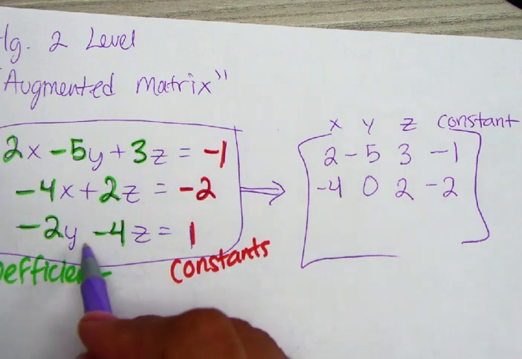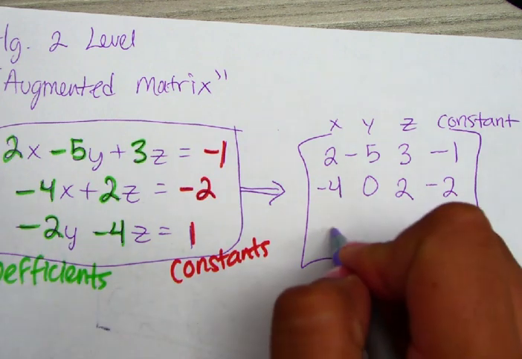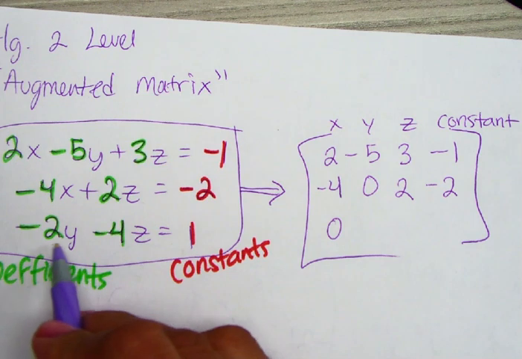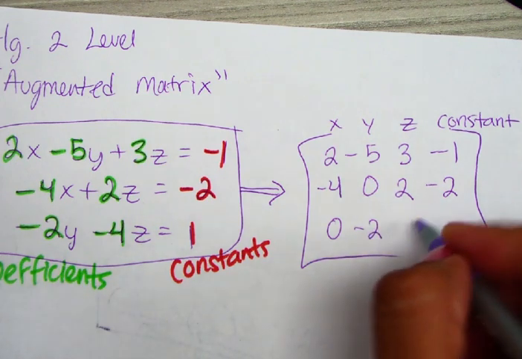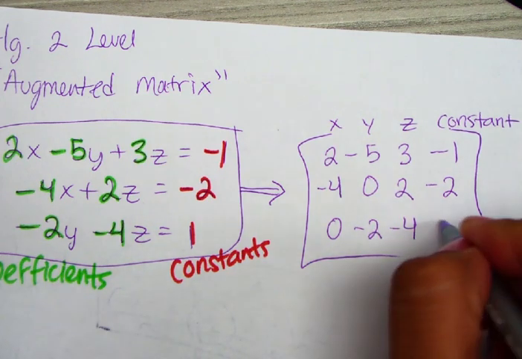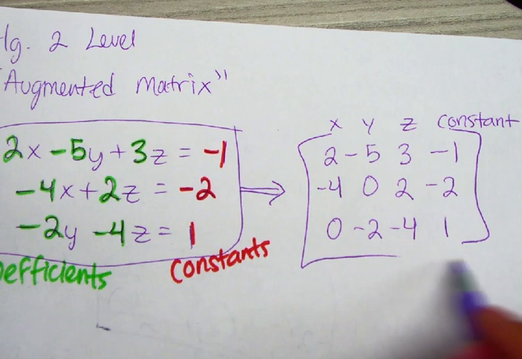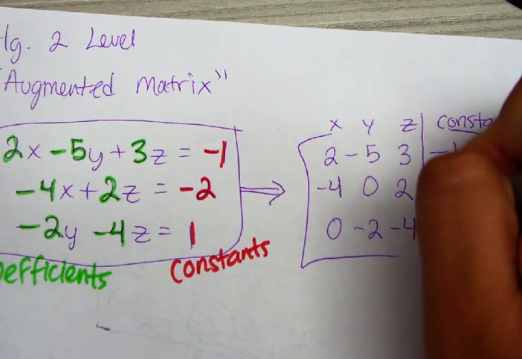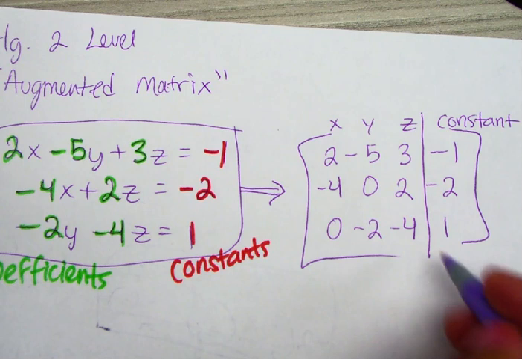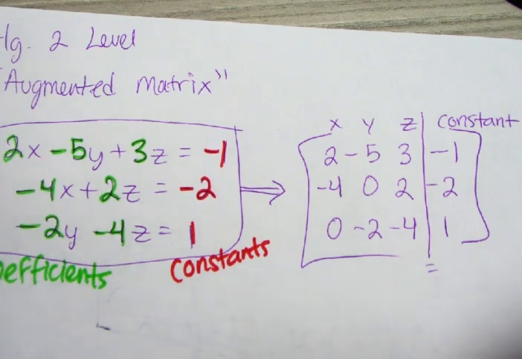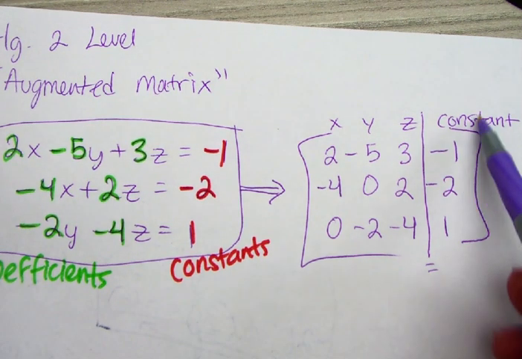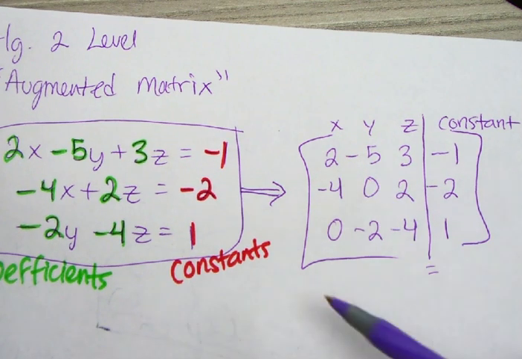On this last equation, there is no x, so we're going to put a 0 for the x, and then there's a negative 2 for the y, and then negative 4, and then a 1. So this right here is the augmented matrix. Sometimes you're going to see a vertical line in the matrix, and that just simply represents the equal sign. But sometimes you're not. So just understand that the constants are always on the right side and the variables are on the left side.